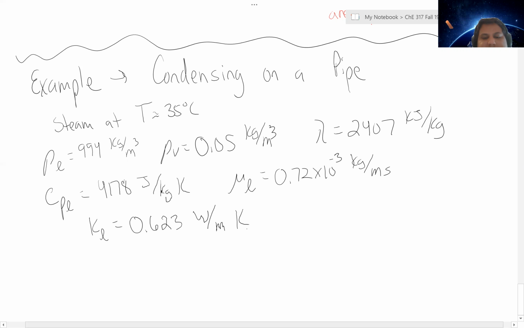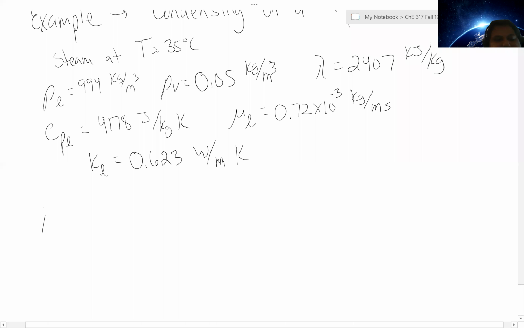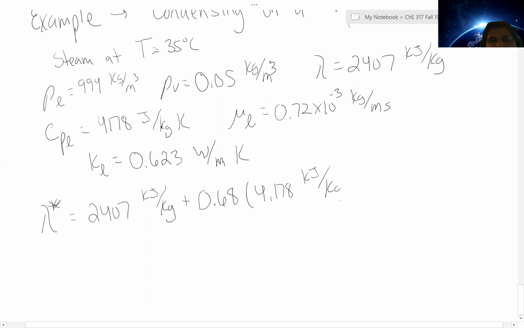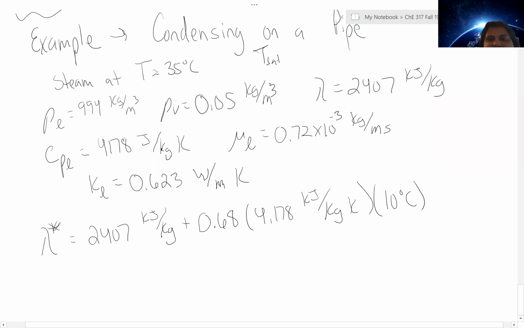All right, so for this problem, all we really need to calculate before we can do this is our modified latent heat of vaporization. So lambda star is going to be equal to 2407 kilojoules per kilogram plus 0.68 times 4.178 kilojoules per kilogram Kelvin times our Tsat minus Ts, which is 10 degrees C. Because once again, we're looking at a Tsat of 40 degrees and a surface temperature of 30 degrees.